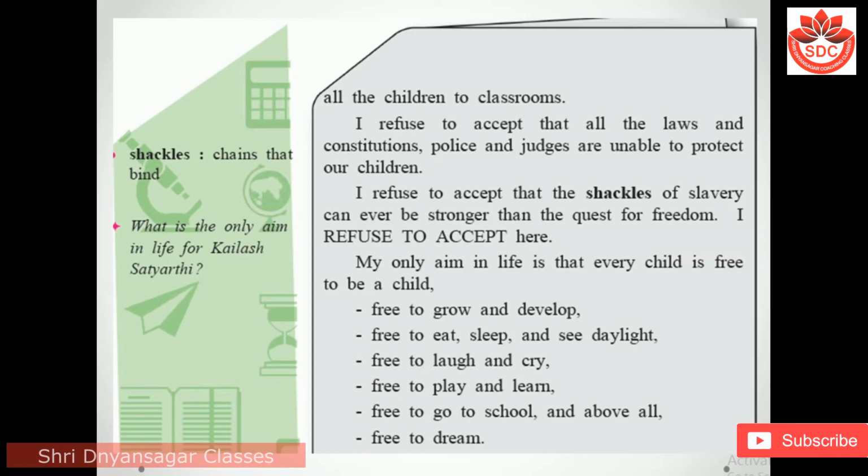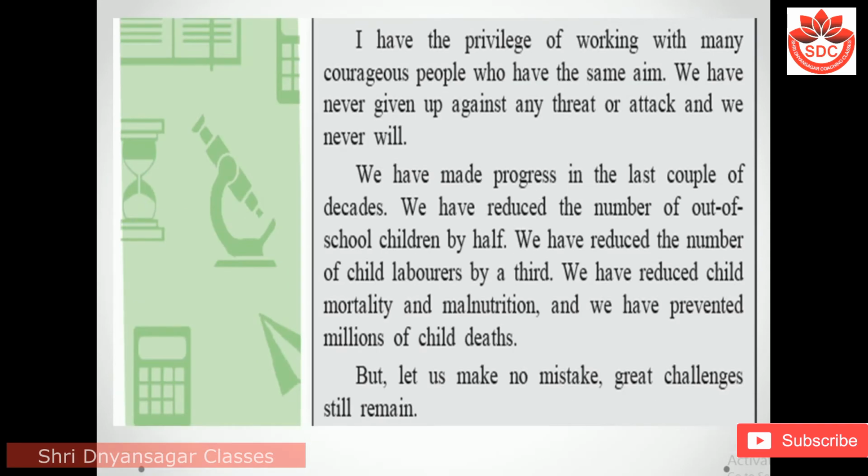My only aim in life is that every child is free to be a child, free to grow and develop, free to eat, sleep, and see daylight, free to laugh and cry, free to play and learn, free to go to school, and above all, free to dream. I have the privilege of working with many courageous people who have the same aim. We have never given up against any threat or attack, nor will we.